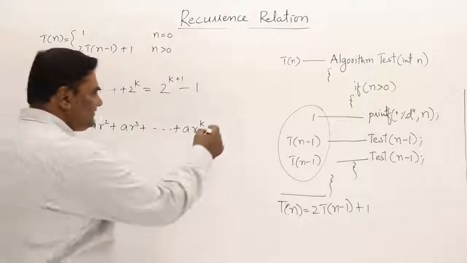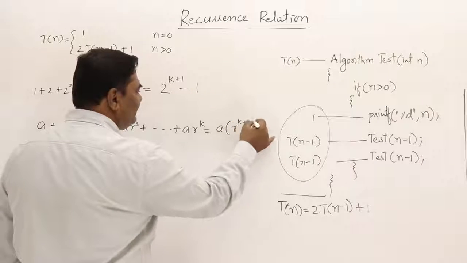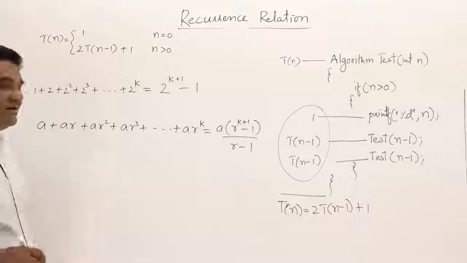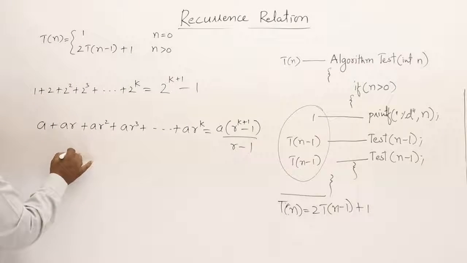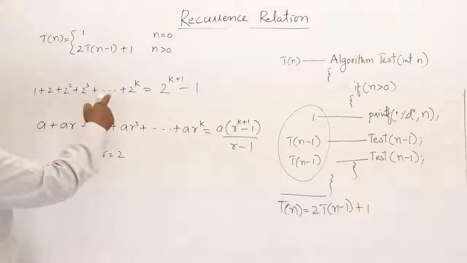What is the answer for this one? a times r to the power of k plus 1 minus 1 by r minus 1. This is the formula. In this series, what is a? a is equal to 1. What is r? r is equal to 2. It is getting multiplied by 2 every time.